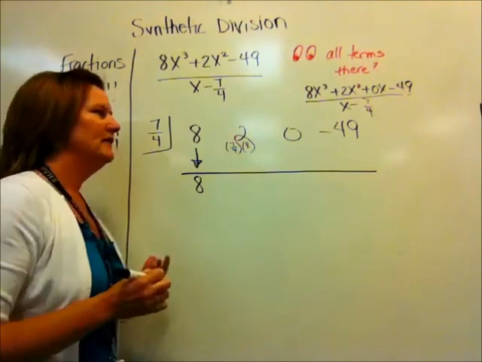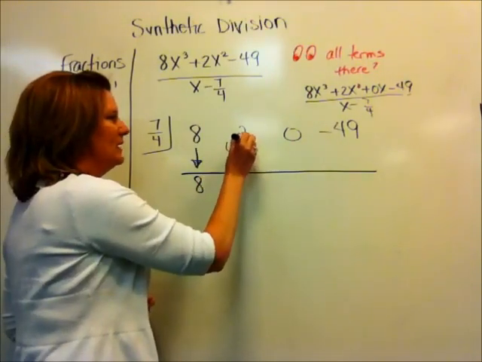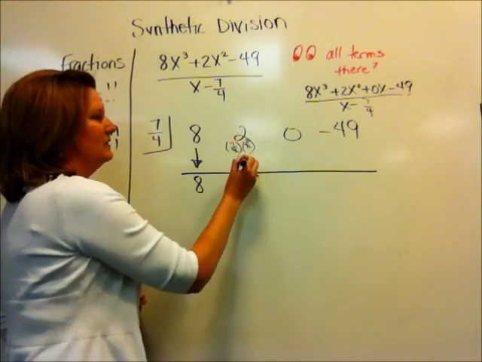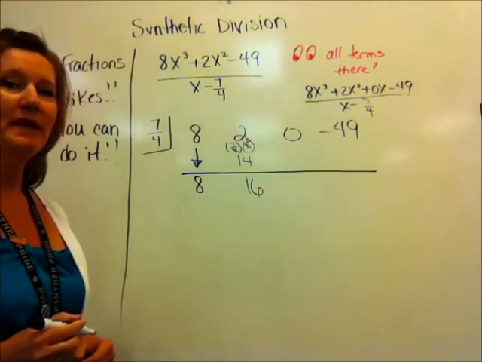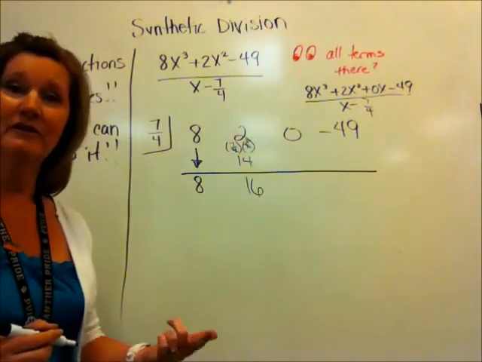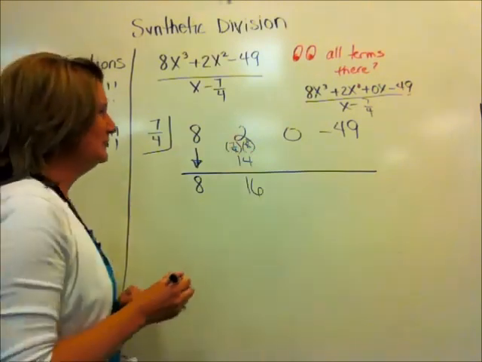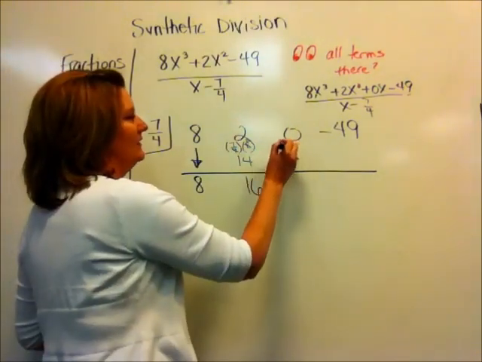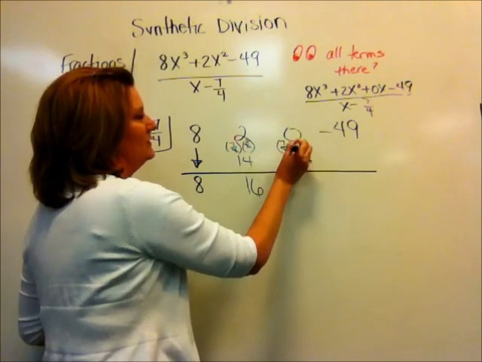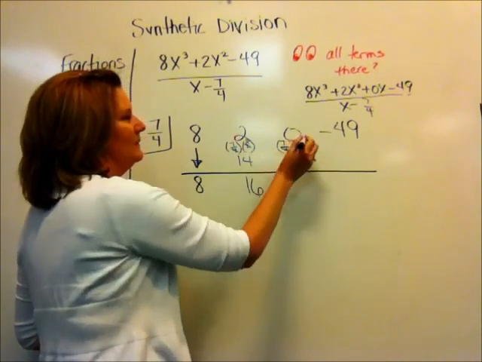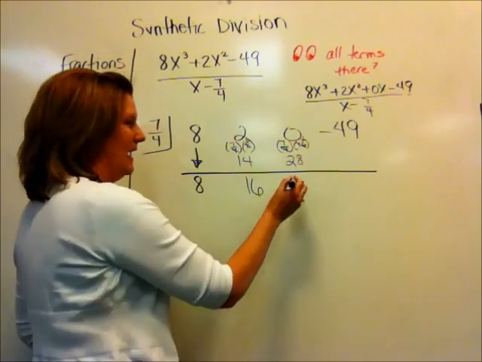So I have 7/4 times 8. 4 goes into 8 twice. 7 times 2 is 14. Oh, look, I'm going to add down, I get 16. I'm just multiplying fractions. I reduce and multiply. Reduce and multiply. That's all you have to do. 16. So now I have 7/4 times 16. Oh, 4 goes into 16 4 times. 7 times 4 is 28. I'm going to add down, that's 28.